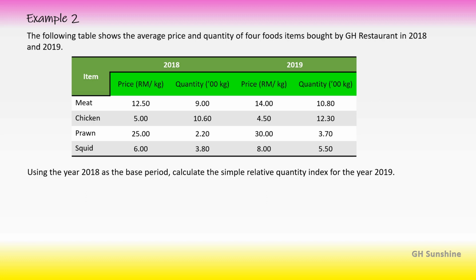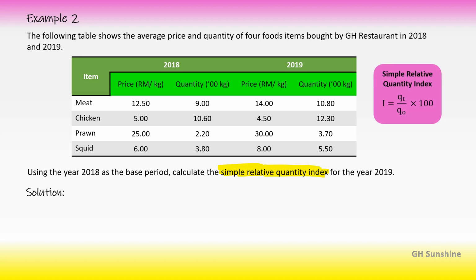Okay, we proceed to example 2, which is the same data for food items bought by GH Restaurant in 2018 and 2019. So based on this example, you need to calculate the simple relative quantity index for the year 2019. Okay, first, we recall the formula for the simple relative quantity index, which is QT over Q0 times 100. Where is QT? QT means current quantity. Here is QT.